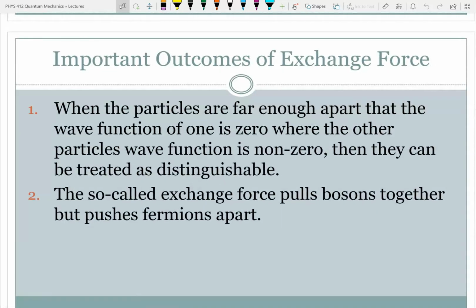First, when the particles are far enough apart, they're distinguishable and we don't have the fermion-boson difference. The exchange force, the fact that one's either symmetric and one's anti-symmetric, that's what we call the exchange force. It makes bosons come closer together, which would be a bonding situation if you had two electrons that are pulled closer together, or it pushes them apart if they're anti-symmetric.